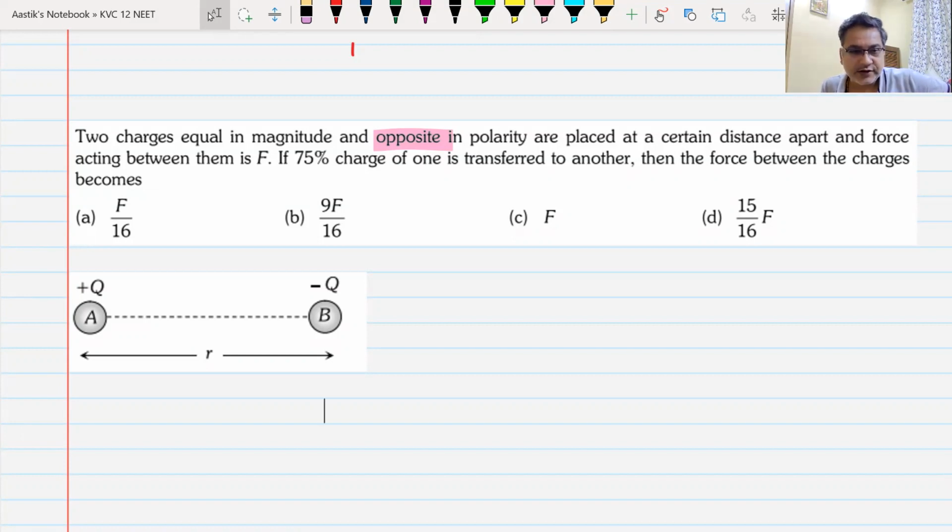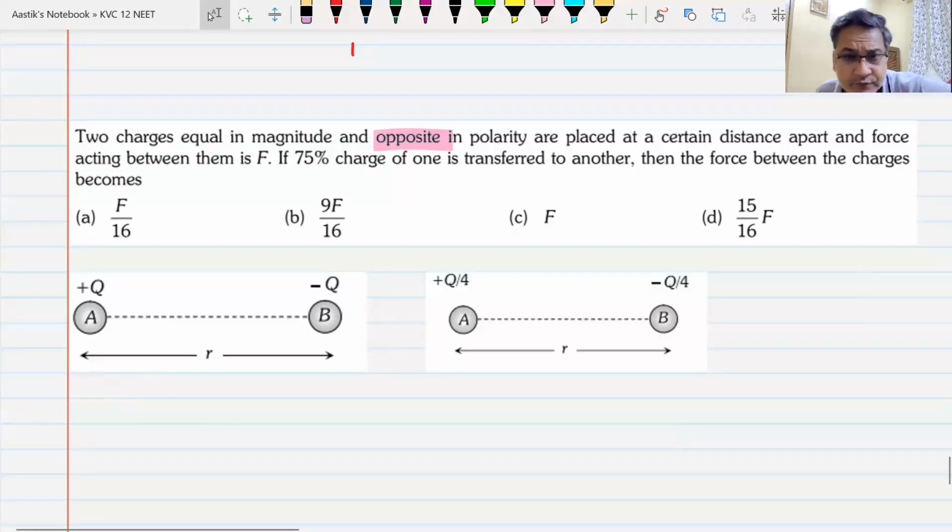75% of charge of one is transferred to the other. If I say it is transferred from the positive charge to the negative charge, what will be the final configuration like? It would be like this.